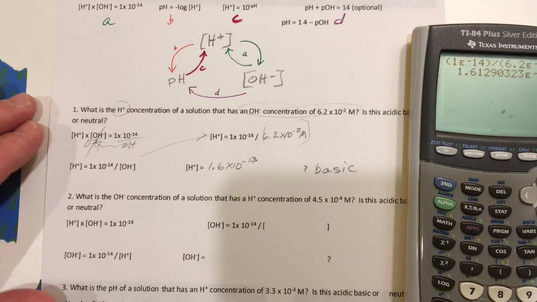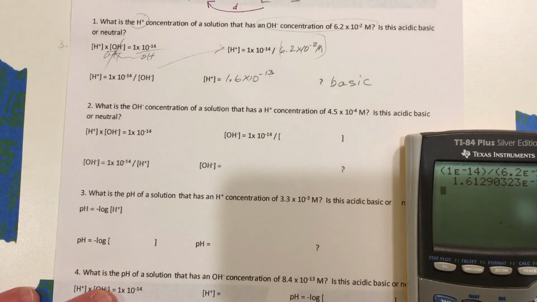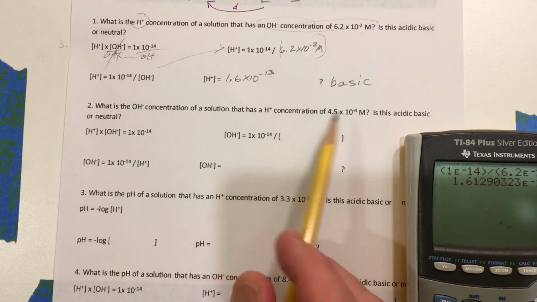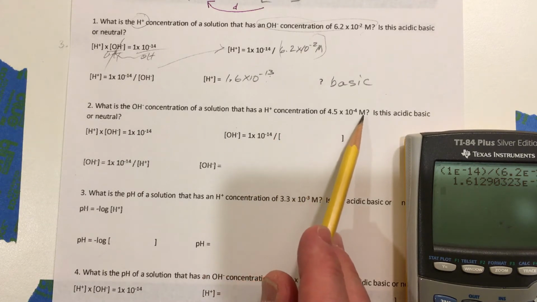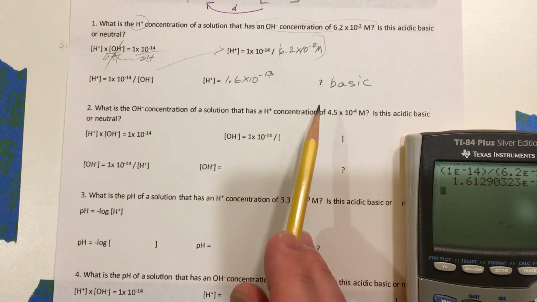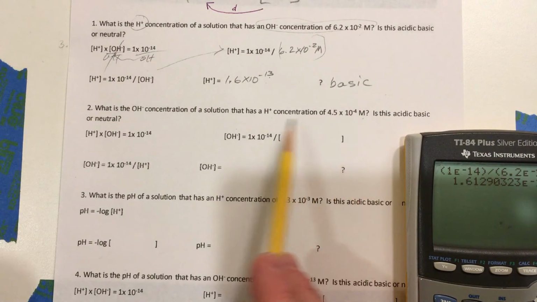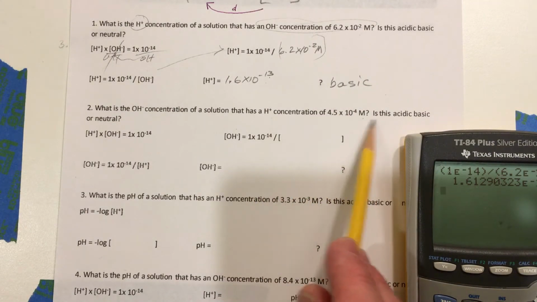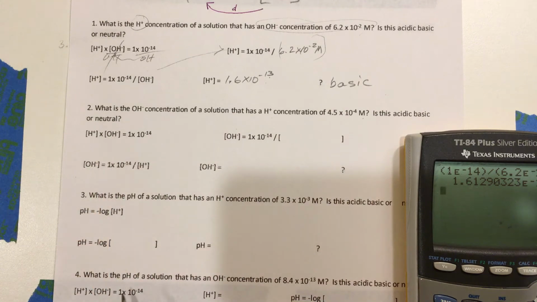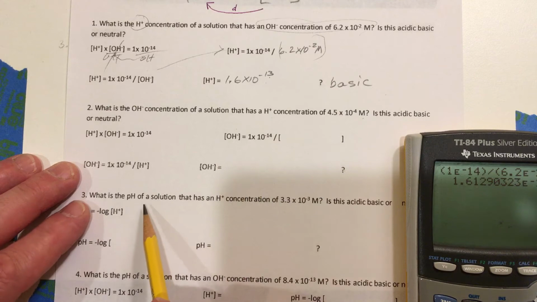Okay. The next problem. What's the OH concentration of a solution that has an H plus concentration of 4.5 times 10 to the negative 4 molar? So that is greater than 1 times 10 to the negative 7. So this looks like this is going to be acidic. Is this acidic, basic, or neutral? So first we're going to find the OH, and then we'll compare it to that number. It should be quite a bit less than that.